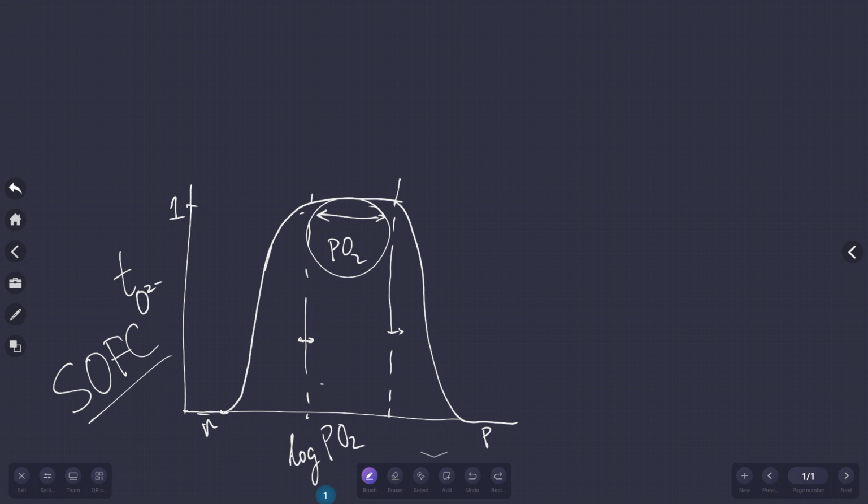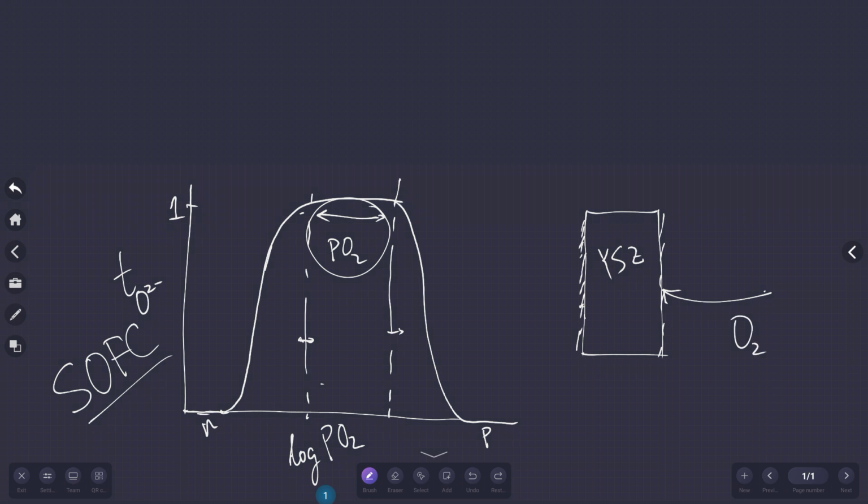In that cell, you will basically have a membrane of stabilized zirconia, either YSZ or calcium stabilized zirconia. So that's your electrolyte. On one side, you put strips of platinum for your electrical contact and catalyst. From one side you'll be flowing air, a source of oxygen, and on the other side you'll be flowing fuel.